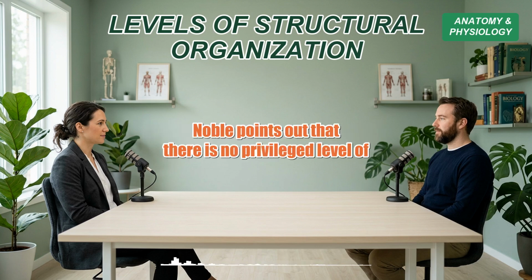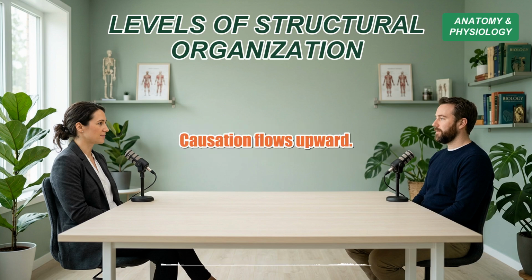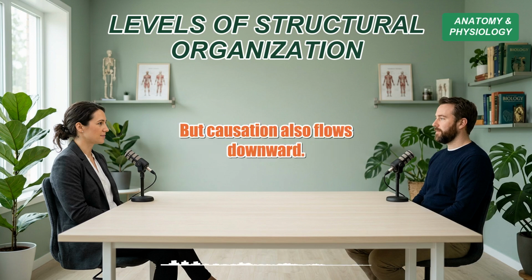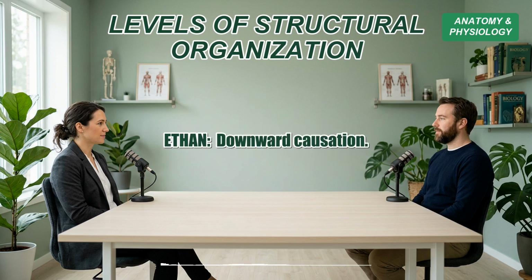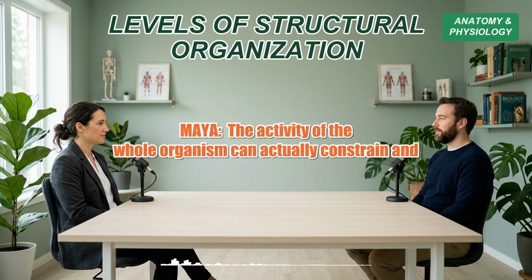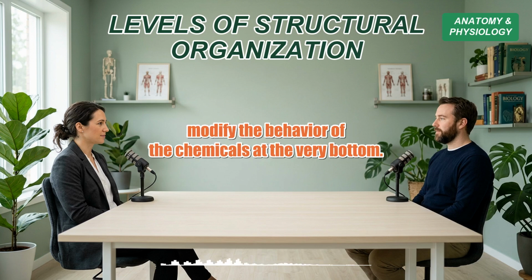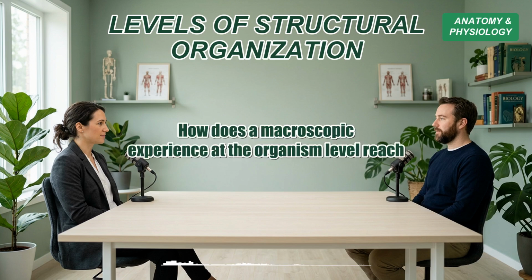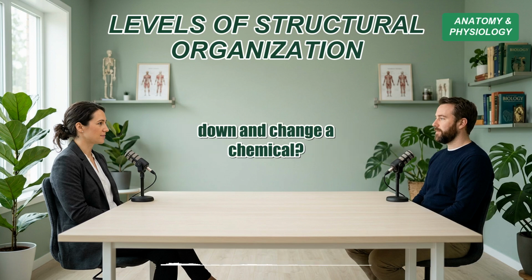Exactly. Noble points out that there is no privileged level of causation. Causation flows upward. Yes, chemicals build cells, cells build tissues. But causation also flows downward. Downward causation. The activity of the whole organism can actually constrain and modify the behavior of the chemicals at the very bottom. Wait, how does that physically happen? How does a macroscopic experience at the organism level reach down and change a chemical?